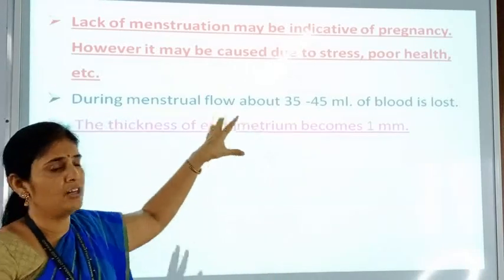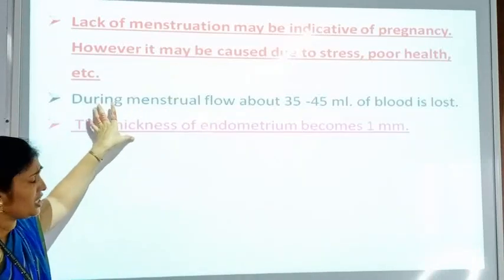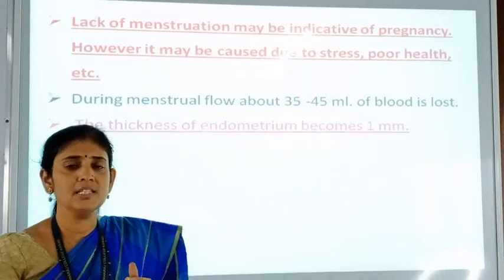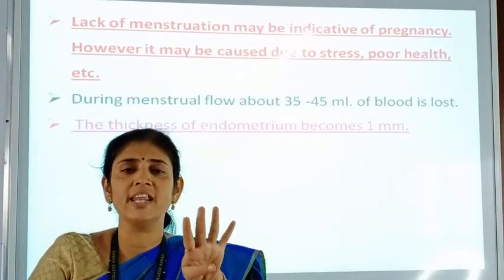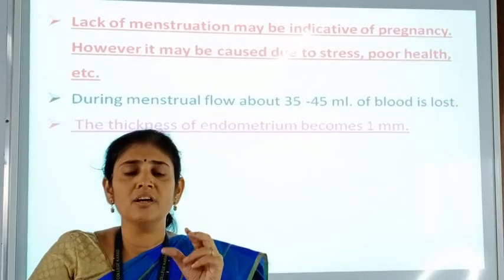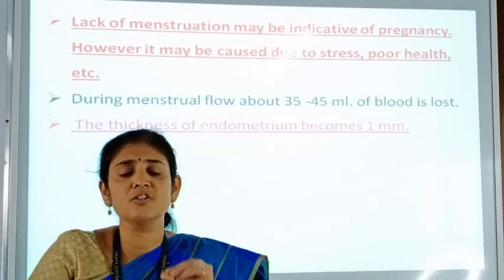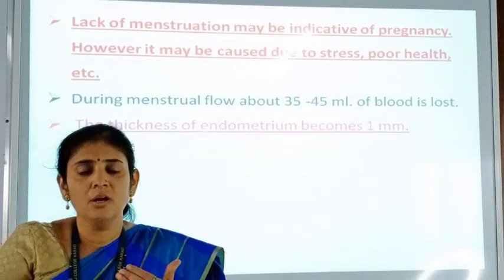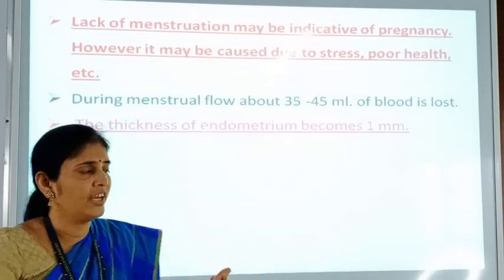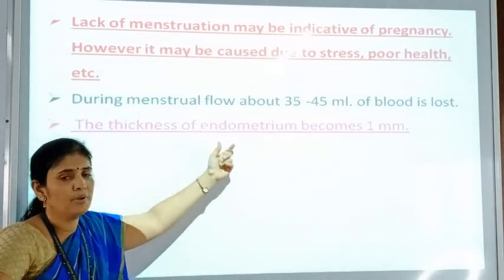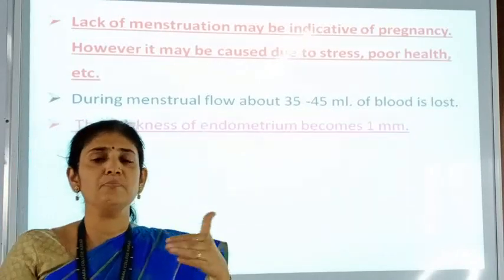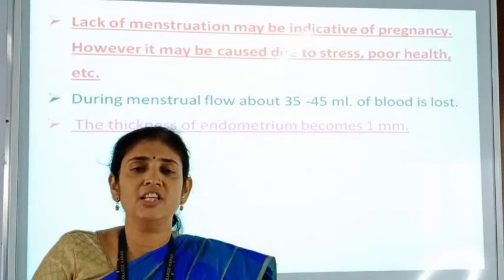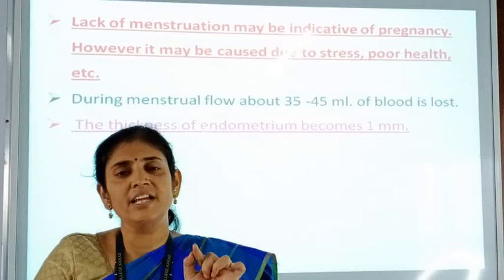So here we have to understand these points. During menstrual flow, about 35 to 45 ml of blood is lost. Means this phase occurs over 4 days, and during those 4 days about 35 to 45 ml of blood is lost from the female body. So due to this condition the females show some weak conditions during this menstrual phase, and the thickness of the endometrium becomes 1 mm. So due to this menstrual phase, the endometrial wall present inside the uterus has a thickness of 1 mm.